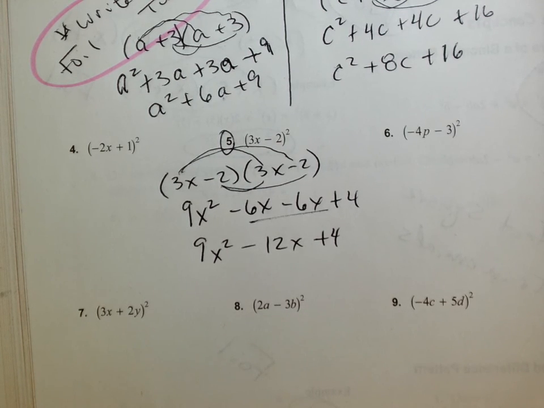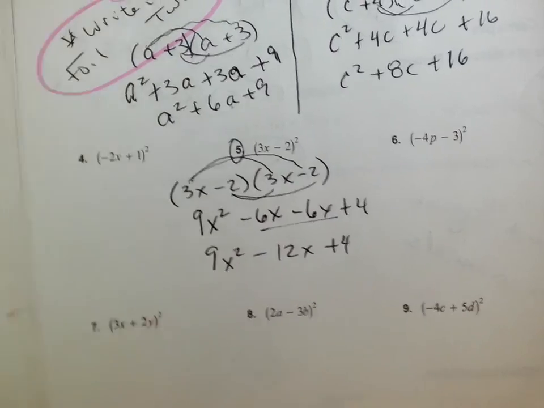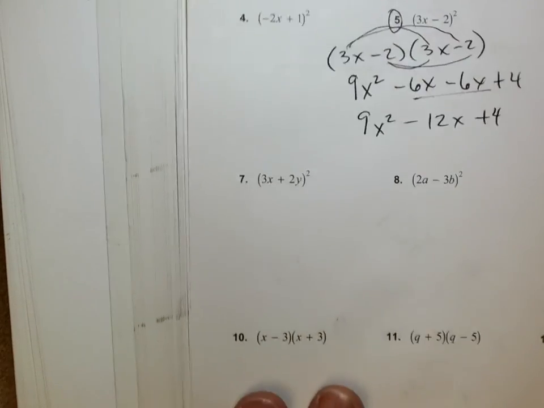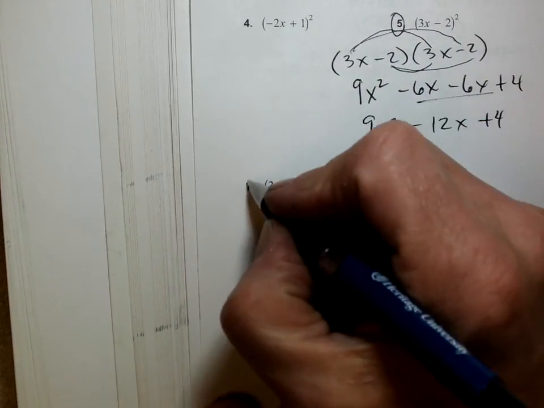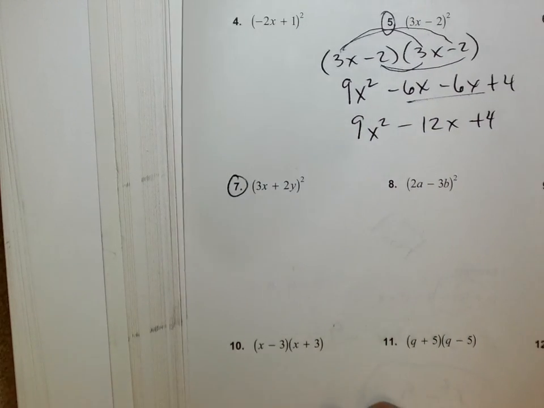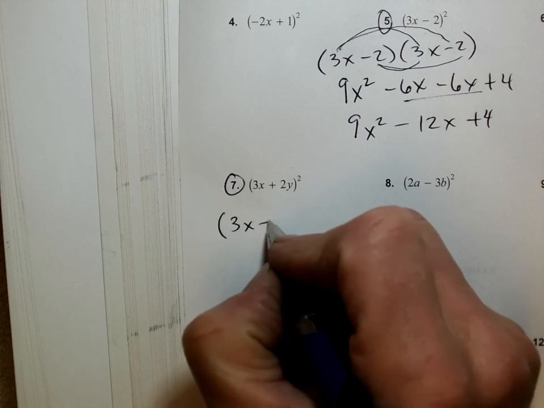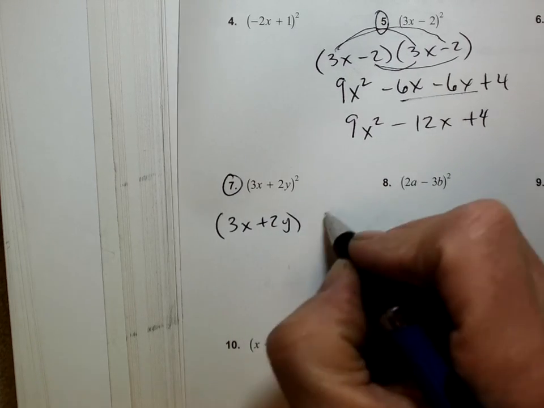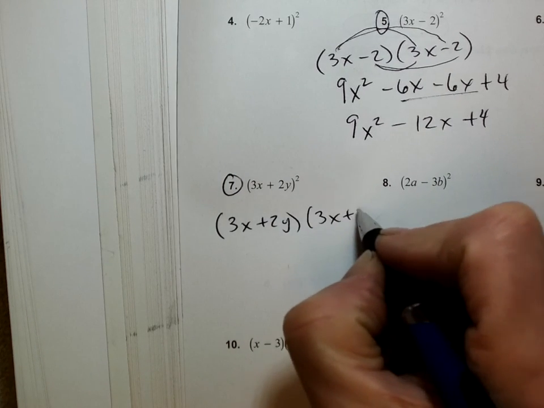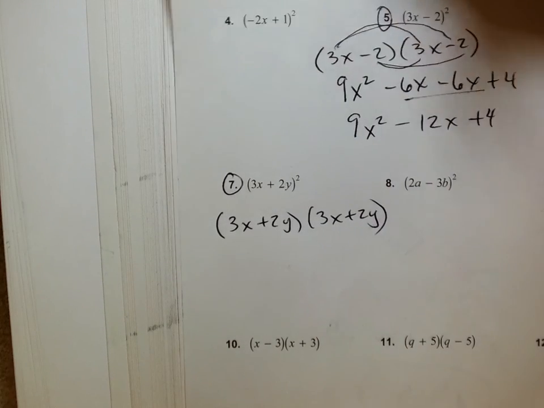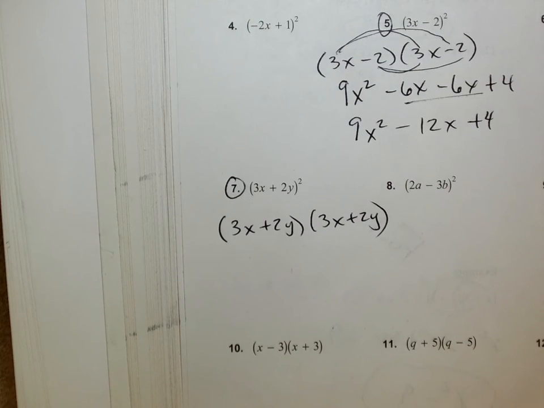All right, now let's take a look at number 7. Let's do 7 together. I'm going to help you with 7. Same stuff. Let's write it twice. 3x plus 2y, and another 3x plus 2y. Okay, write that out. So we see quantity squared, and we write it twice, right? We see the big quantity squared, we write it twice, and then we're going to FOIL.